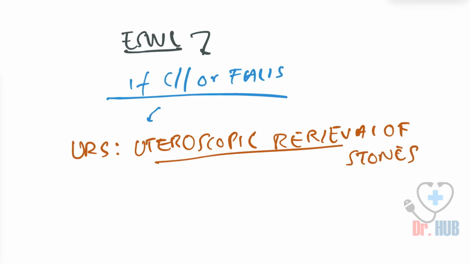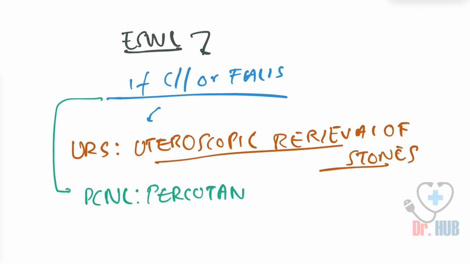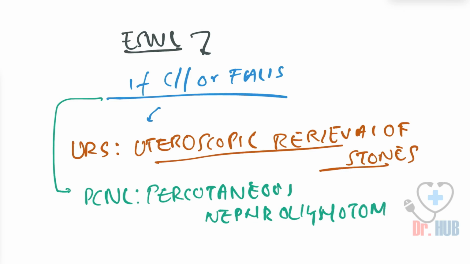Once the URS is done, on the other hand, there are two things. One is the URS, the other one you do is the PCNL. What is this PCNL? PCNL is nothing but the percutaneous nephrolithotomy. So these two are done.